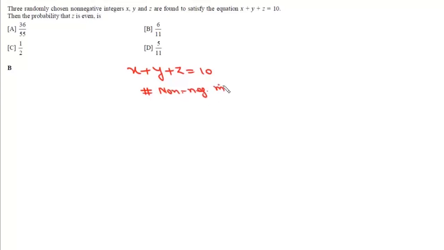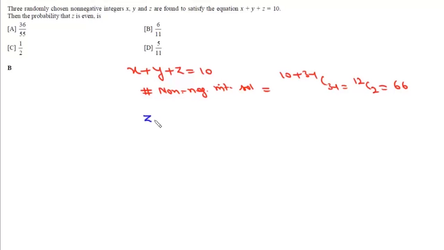Non-negative integral solutions for this equation. Now the number of non-negative integral solutions for this equation is given by n plus r minus 1 C r minus 1, which is 12C2, and 12C2 is 66. So there are 66 ways to choose the values of x, y and z. Now we have to find our favorable case in which z is an even number.